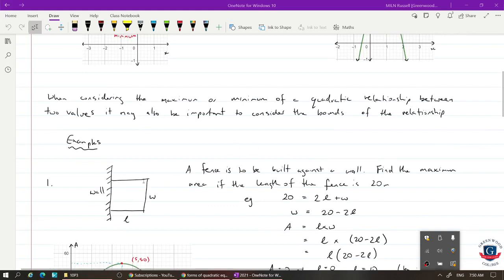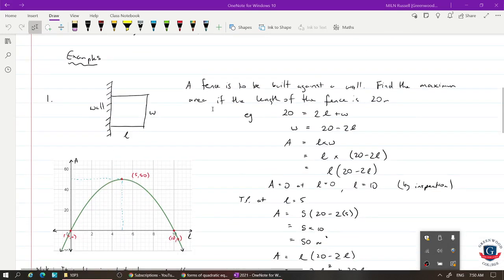So we're building a fence against a wall. We want to find the maximum area that we can make inside the pen, given that the amount of fence that we have is 20 meters. Now, the wall is long enough that that's not going to be a factor. The fence will just be here, here, and here.